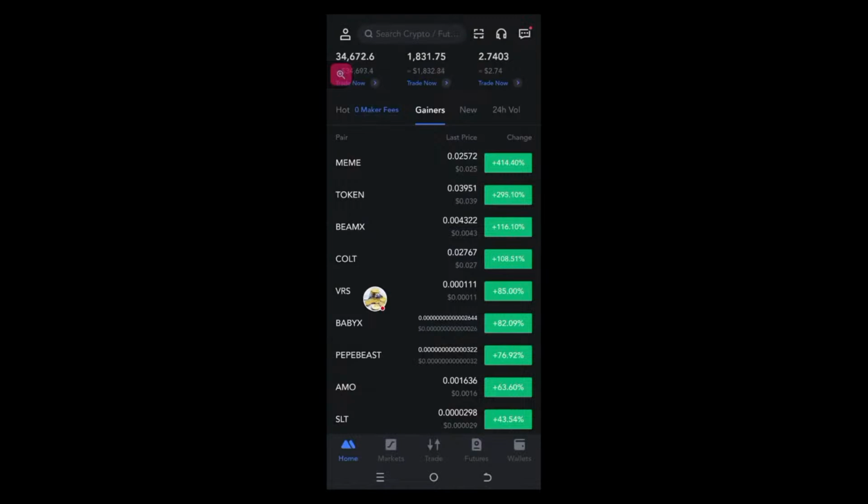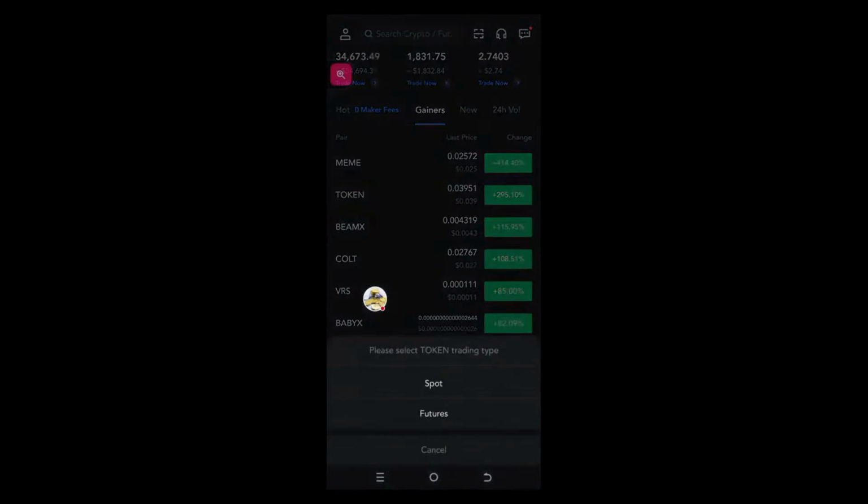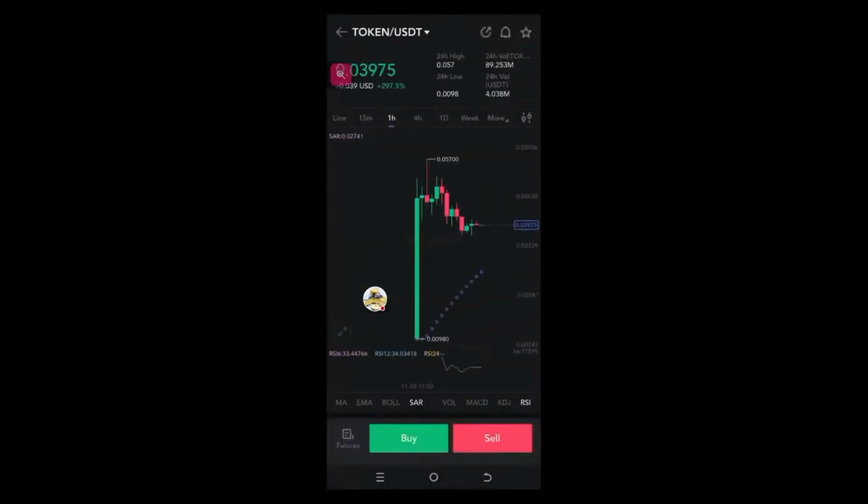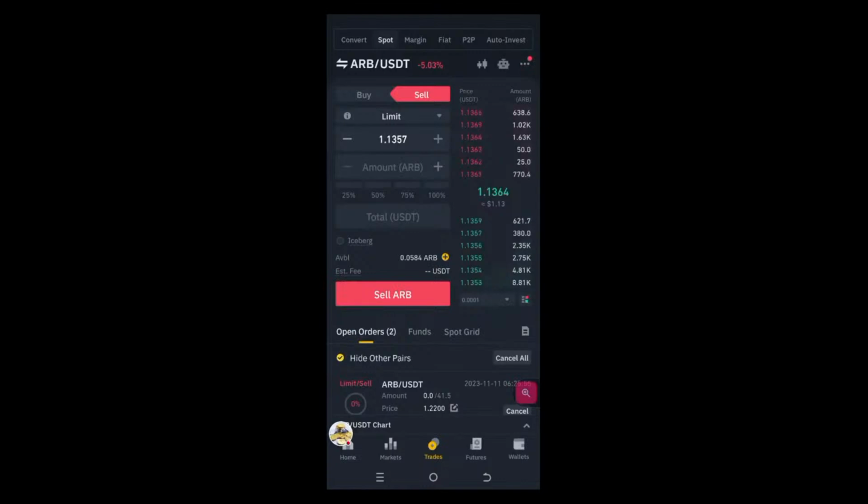Let's see which one. Which one? Token. What's going on here? Spot. Token. Do we want to do this one? No, it looks horrific because there's a lot of red in it. I don't want that. Gives me an opportunity to set the amount I want to get.